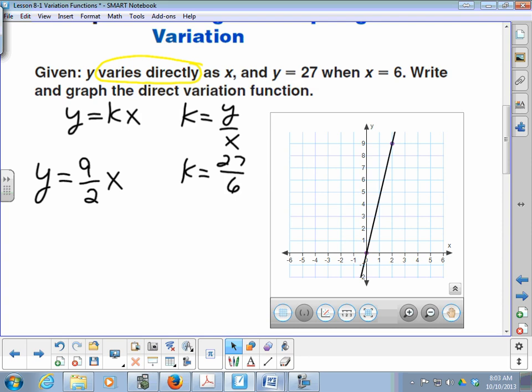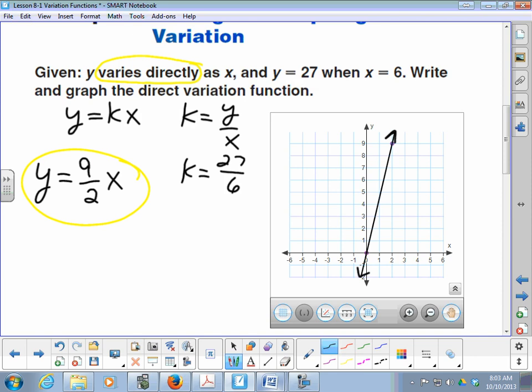So I have my function and my graph with arrows on it. Okay. So all direct variation is y equals kx. The y-intercept is always going to be 0. Okay. If it has a +2 or +3 or -7, then it's not direct variation. Okay. It's just a linear relationship.